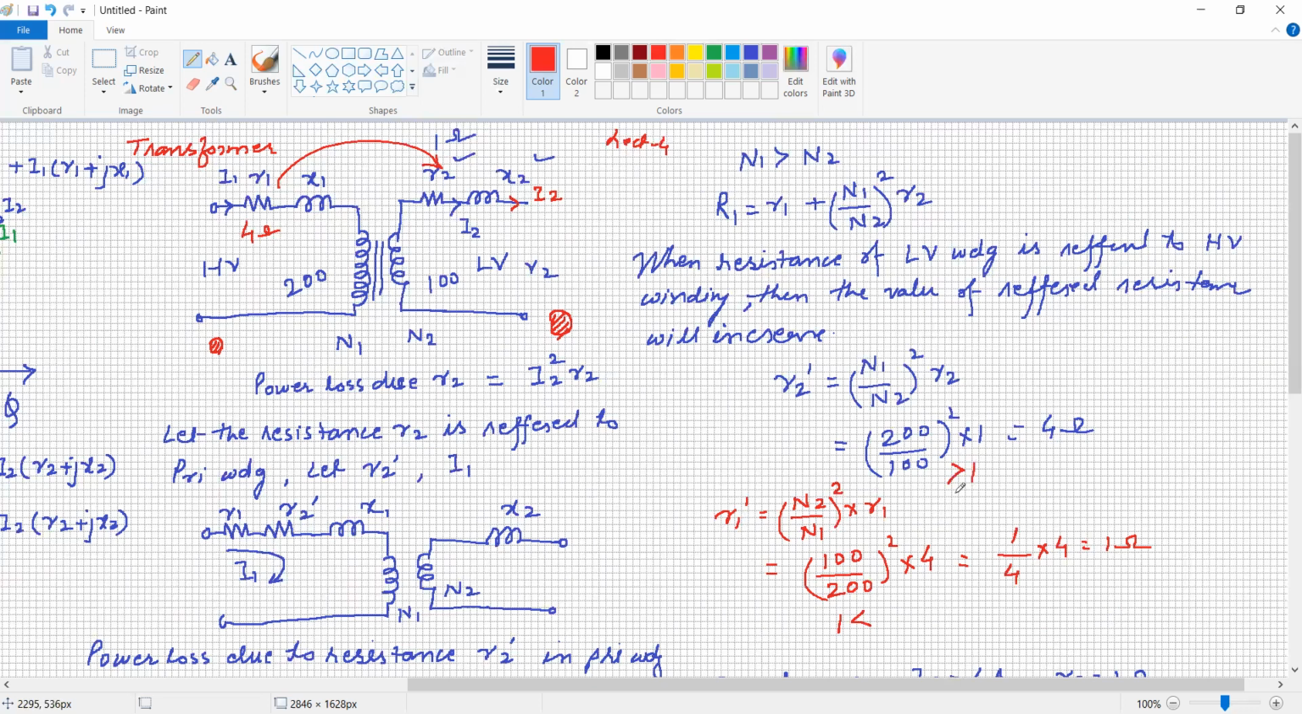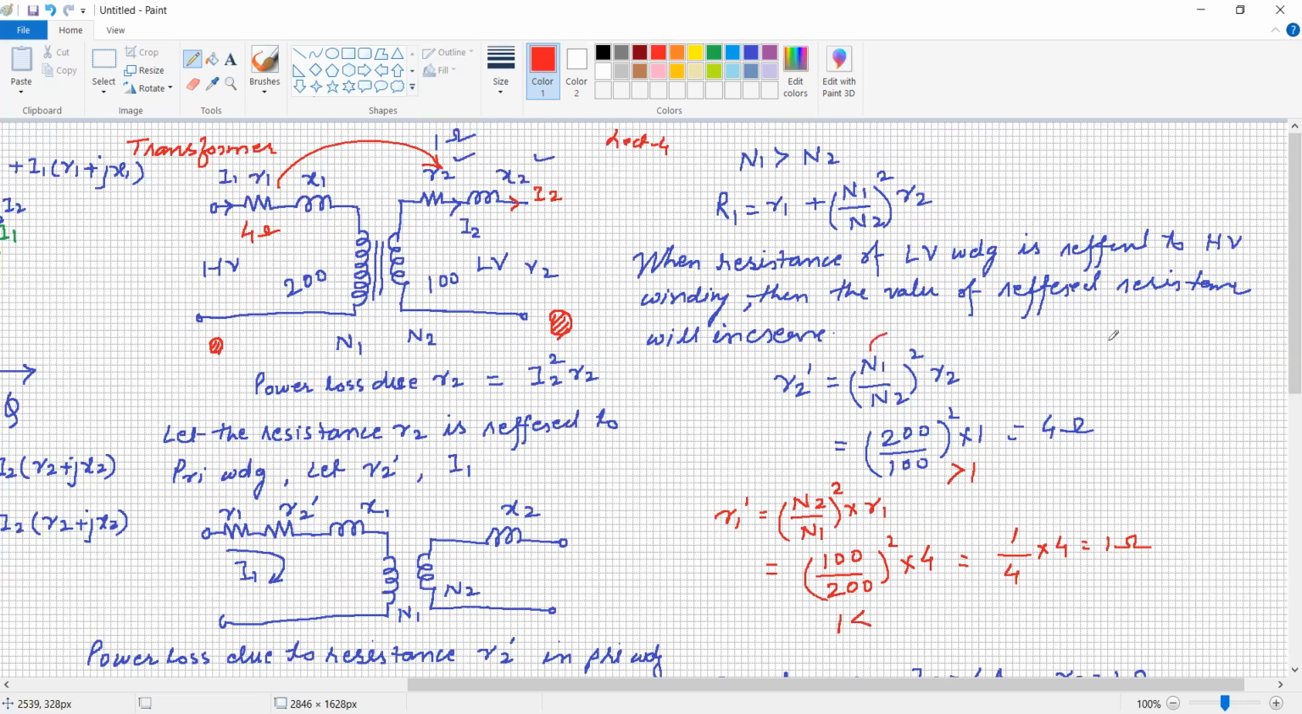Okay. So in this way, we can transfer the resistance, and transferring the resistance is only for ease in calculation. There is no such physical transformation in the transformer. So this can be used for the power loss. This can be used for the voltage transformation.